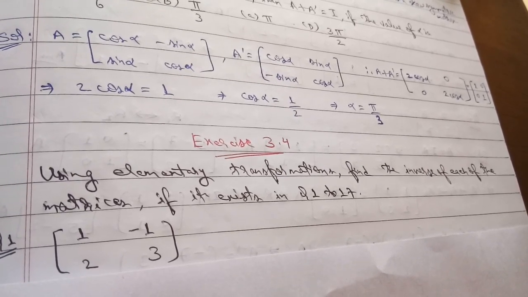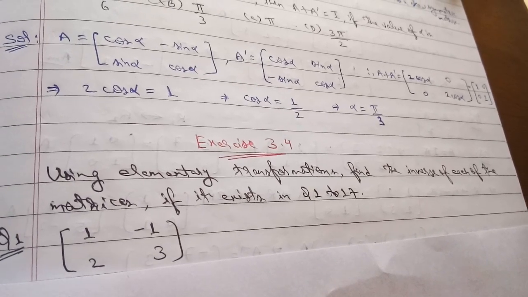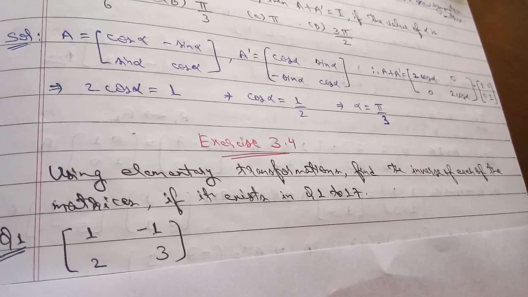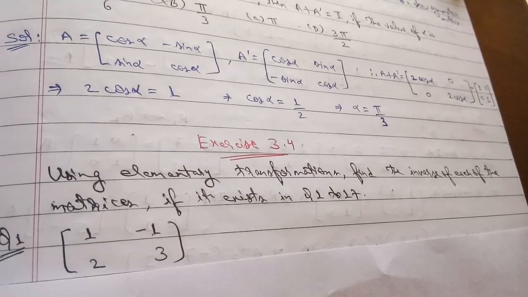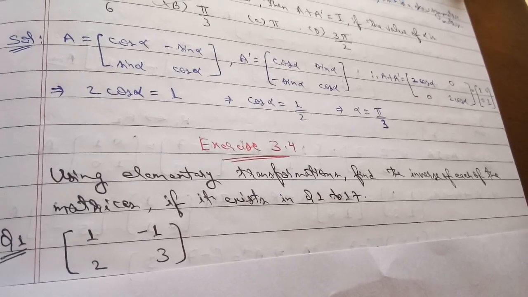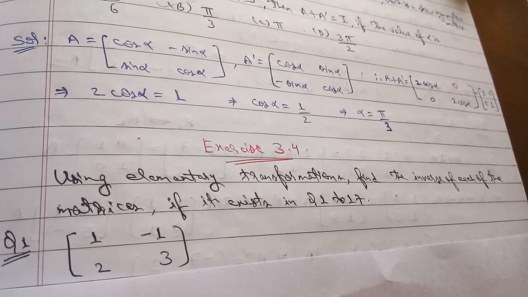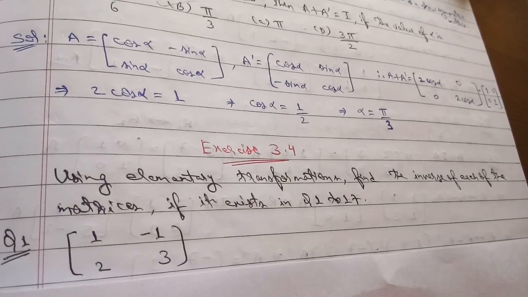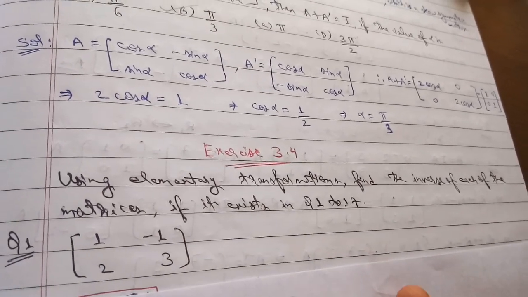There are two types of elementary transformation. First is row transformation and another is column transformation. You can apply both methods, but mostly we follow the elementary row transformation, to avoid confusion, because row transformation is a little bit easier. Anyways, we will start with question number one.